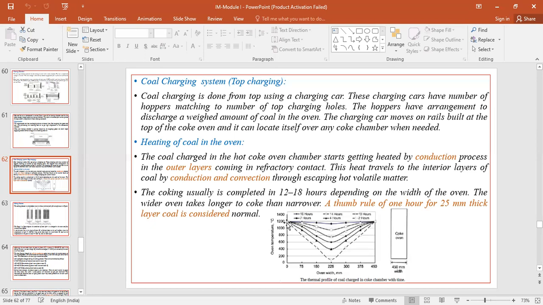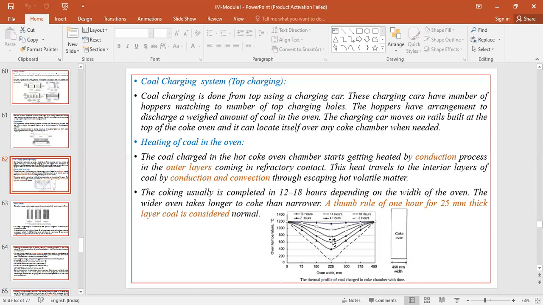So at the periphery you have 1200, but as you are moving towards the center, the temperature is dropping down, and at the center you have a temperature of around 180 to 200 degrees centigrade. And after 4 hours of the cooking process, you can see the temperature at the central column rises to 400 degrees centigrade.